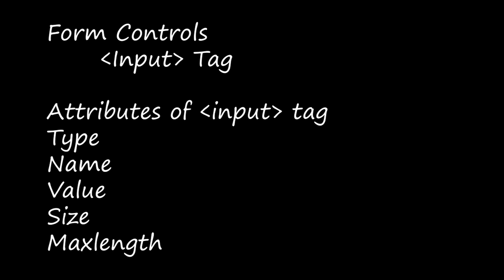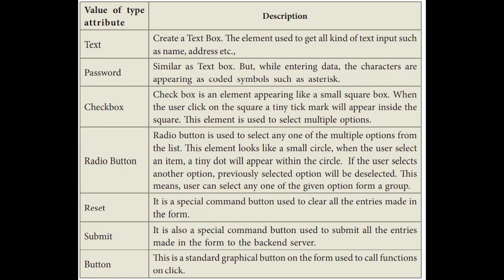At first one is text. Text means this is used to create a text box, right? It is like if you need a name or an address, or if you want to enter something, if you have to type something, you will get this text box. Maybe an email or something, you will use this text box. These elements are used to get all kinds of text inputs, right?